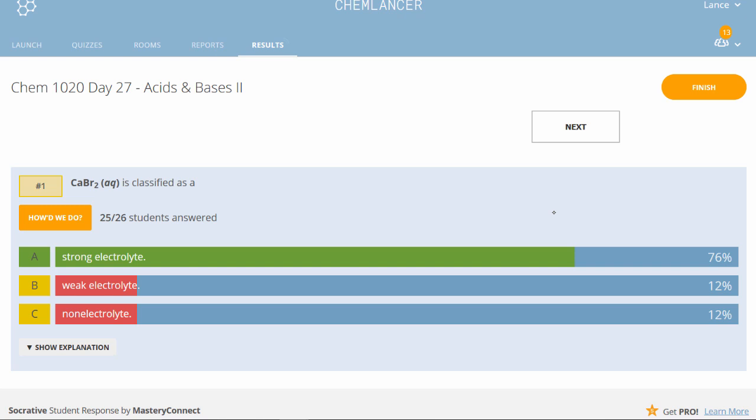Okay, so remember, an electrolyte to begin with is a substance that conducts electricity when dissolved in water. In order to conduct electricity, we have to have ions in solution. So this here is an ionic compound. We have it dissolved in water. This is going to be a strong electrolyte.